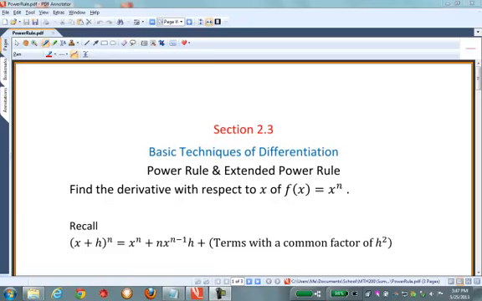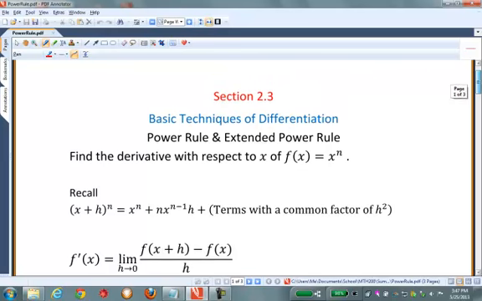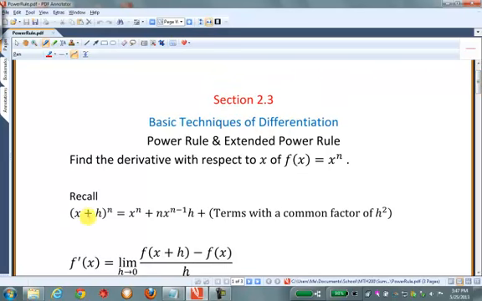Now recall that if we had x plus h raised to the power n, that was going to be x to the n, 1 times x to the n, remember the first entry of Pascal's triangle, plus n times x to the n minus 1, one smaller power of n, times h, plus terms with a common factor of h squared. And what we want to do is find the derivative with respect to x of x to the n.